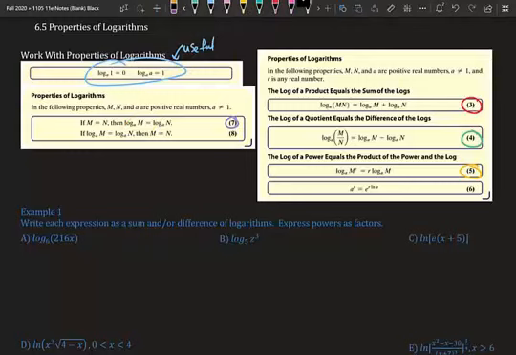3 is called the log of a product equals the sum of the logs. So when we're multiplying inside a logarithm, we can split up the argument using addition. The log of a quotient equals the difference of logs. So when we're dividing inside a logarithm, we can split it up into 2 logarithms using minus. The log of a power equals the product of the power and the log. So the exponent can be moved to the front or it can go back.